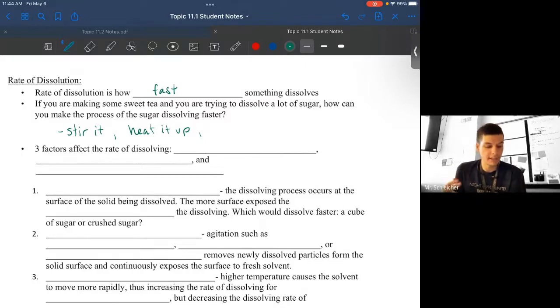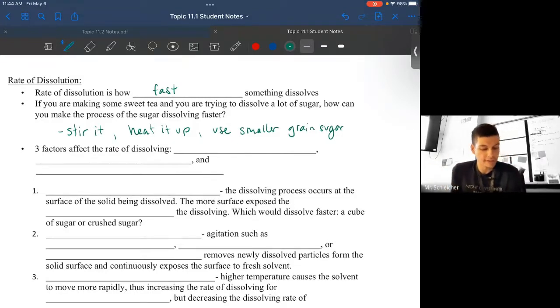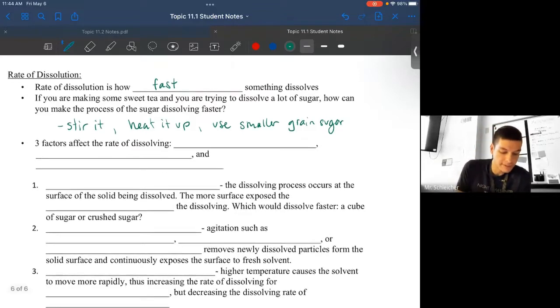Well, shaking around is kind of the same idea of stirring it up. But instead of using really big, thick sugar, we could use smaller grains of sugar. So use smaller grain sugar, like smaller pieces of sugar, right? So think like instead of cubes, we could use grains. Instead of grains, we could use powdered sugar. So these three factors affecting the rate of dissolving, we kind of mentioned them all, but we're going to generalize this a little.